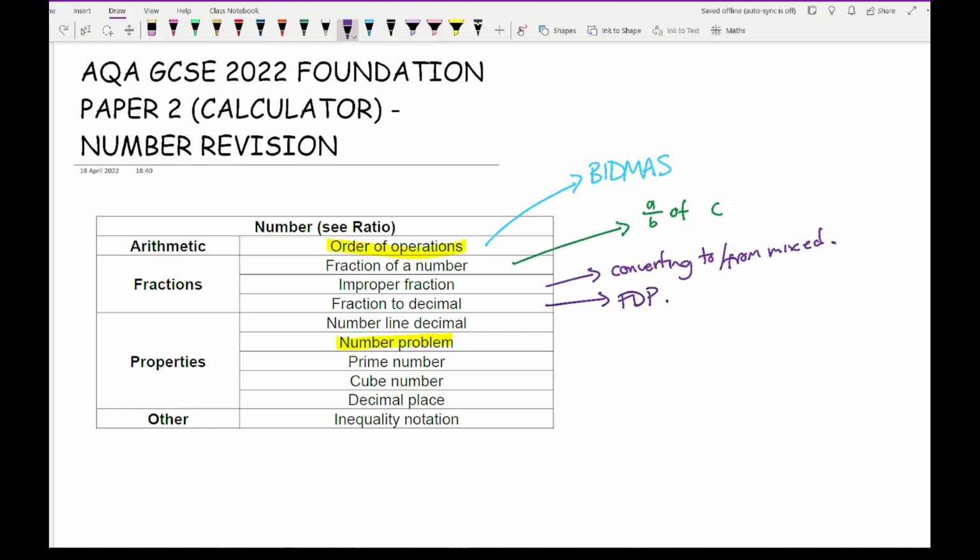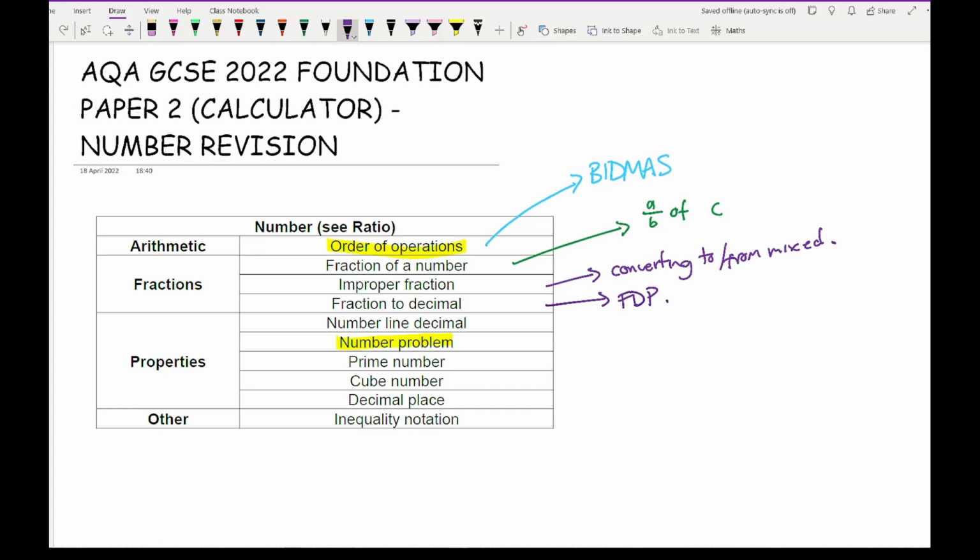And then you've got fractions to decimals, so that's just basic conversions of fractions and decimals and percentages, etc. Number line decimals, again filling in empty blanks, should be the start of a question because that's quite low level. Number problems could be absolutely anything. You could potentially be using money, but money is one of those types of questions where it can appear in anything, so just be mindful of that.